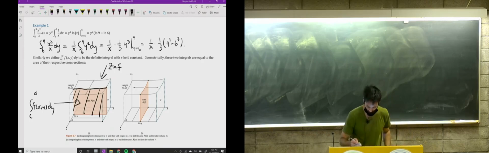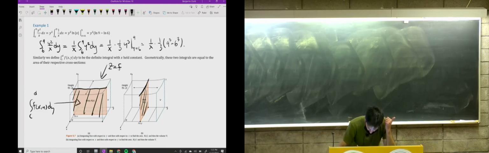Similarly, you could fix y. That gives you some function which only depends on x. And the integral would give you the area underneath that curve, namely this one. So that would be the integral from a to b of f of x, y, dx.